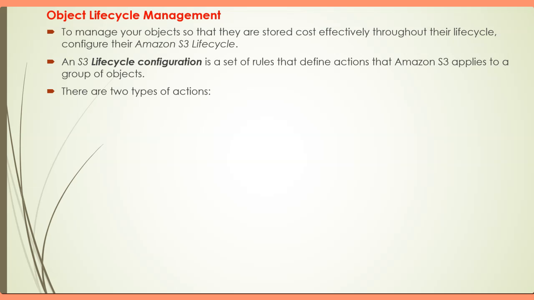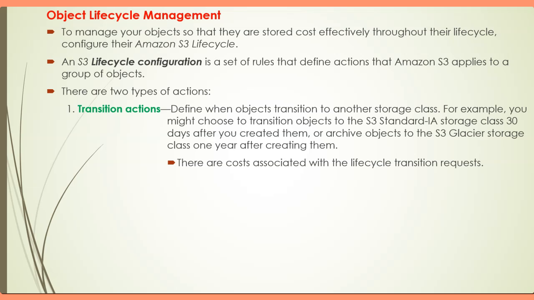And there are basically two types of actions. The first one is the transition actions. It defines when objects transition to another storage class. Let's say you might choose to transition objects to the S3 Standard-IA storage class 30 days after you created them, or archive objects to the S3 Glacier storage class 1 year after you created them. There are costs associated with the lifecycle transition request, however, so just bear in mind that you are going to pay a little bit. It's not a huge charge, but you have to pay a little.